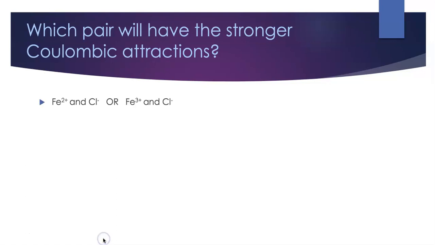So if we're looking at iron 2+ interacting with chloride versus iron 3+ interacting with chloride, we would expect the iron 3+ chloride interaction to have a stronger Coulombic attraction because iron 3+ has a larger charge magnitude than iron 2+.